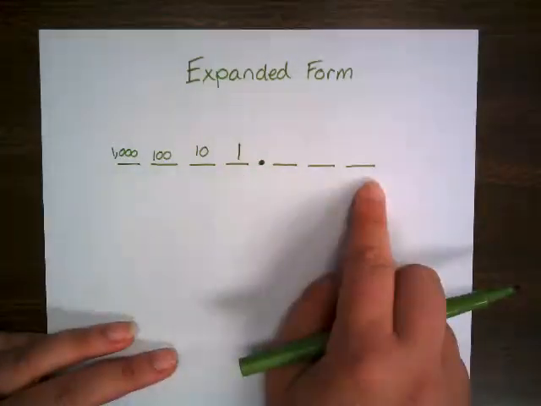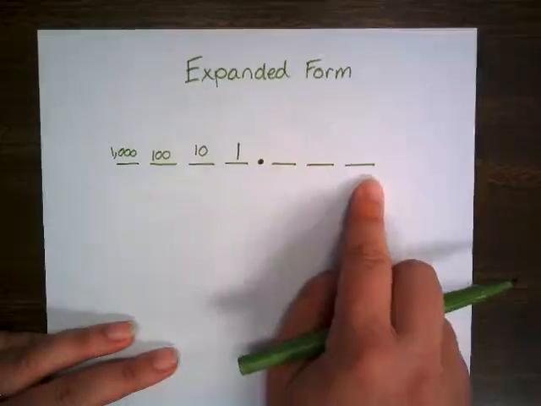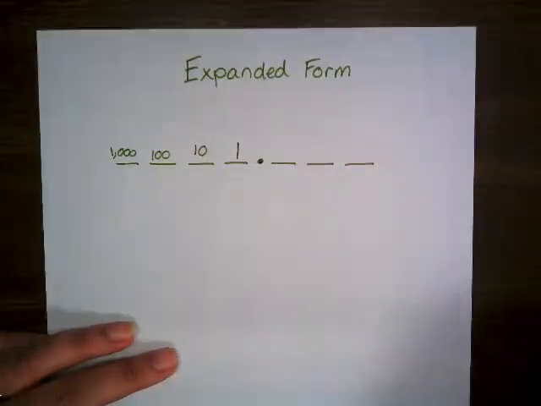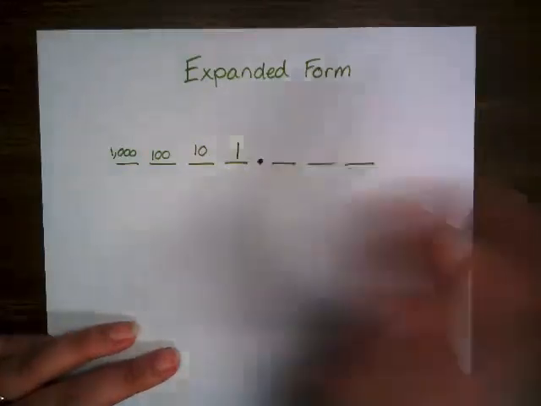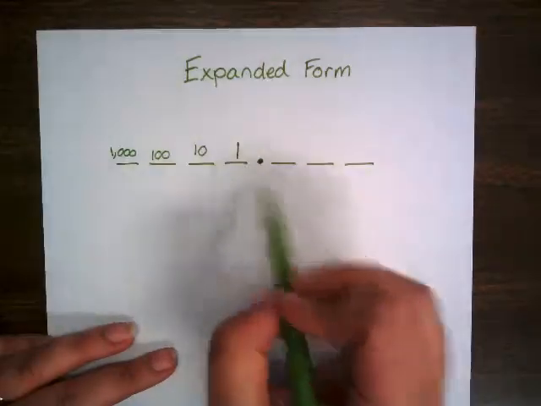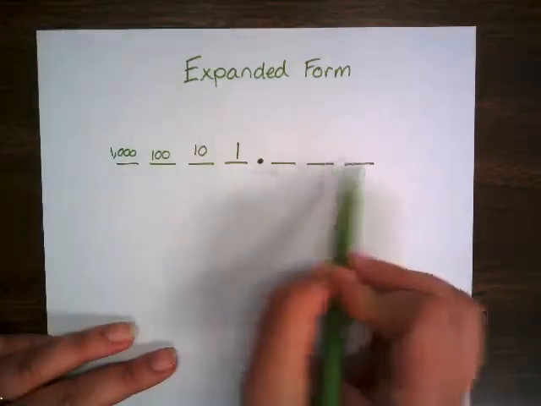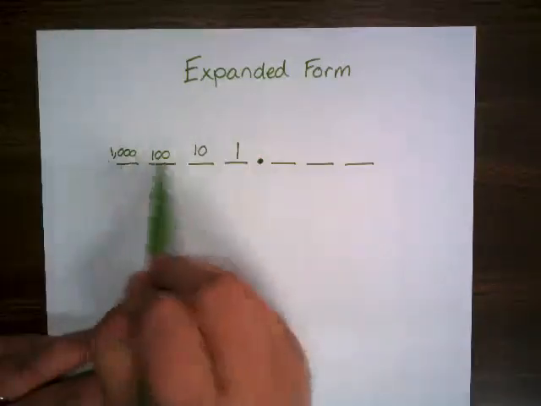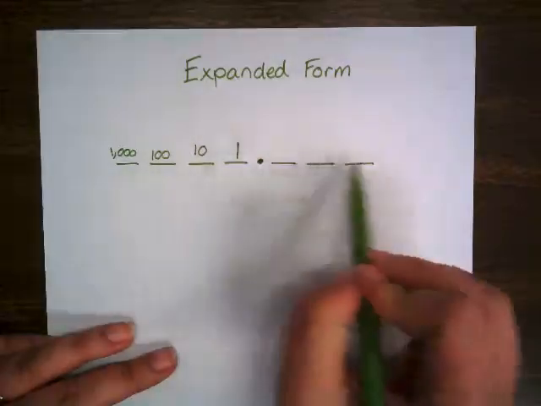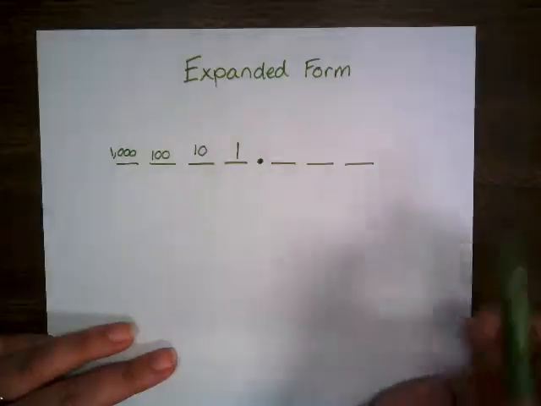Now we've already kind of looked at the decimals in a different video. If you haven't seen that video, I suggest you go watch the standard form video before moving on with the expanded form video here. So I'm going to go ahead and compare these place values with the ones place as well. So I took these numbers and compared them to the ones place. Now I'm going to take these places and compare them with the ones place.